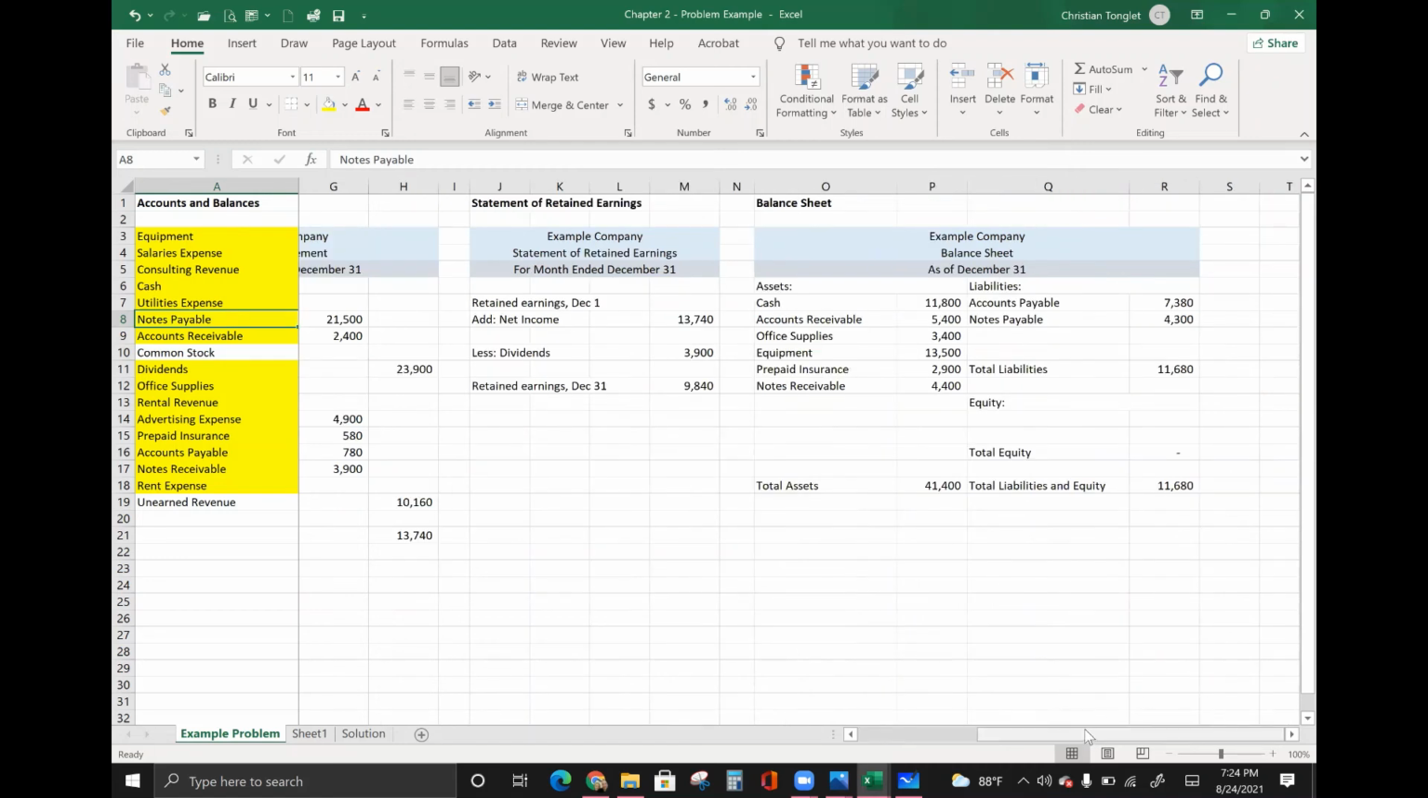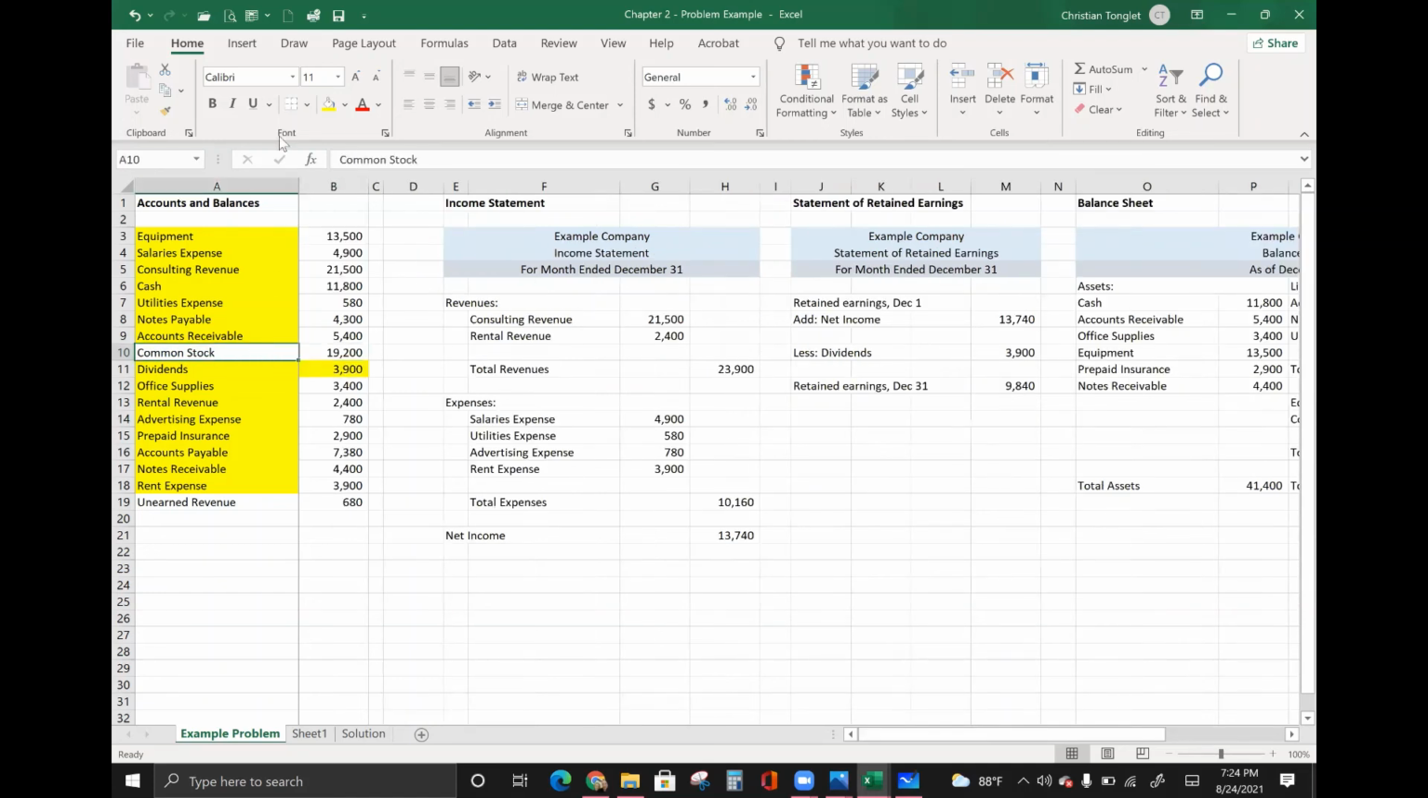Okay. All right. So then we have common stock. Oh, we have unearned revenue. Sorry. Missed that one at the bottom. And we have common stock left, and that goes in our equity section. So we have 19,200 and 680.